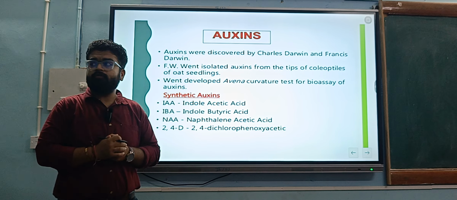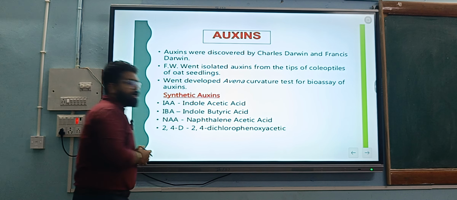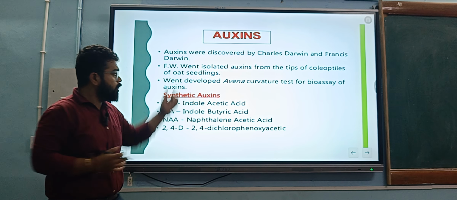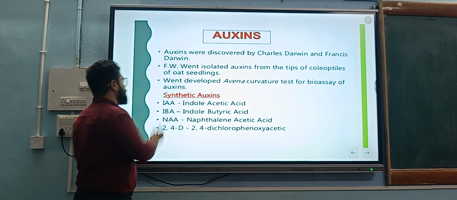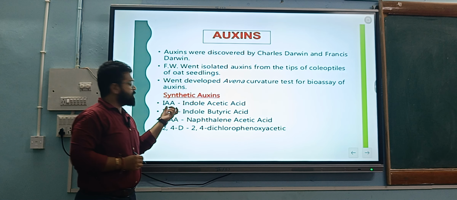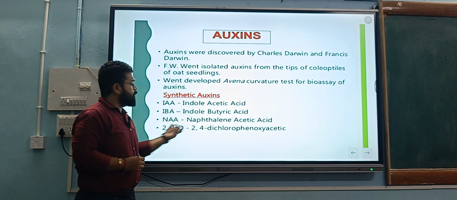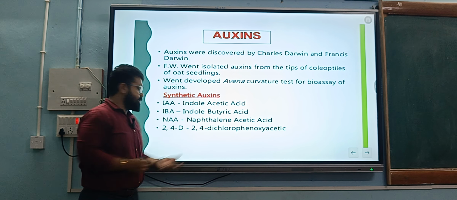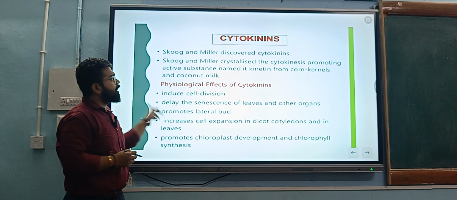Went isolated it from the tips of the coleoptile of oat seedlings, and developed the Avena curvature test for the bioassay of Auxins. There are also synthetic Auxins, which are not naturally available, such as indole acetic acid, indole butyric acid, naphthalene acetic acid, and 2,4-D, 2,4-dichlorophenoxyacetic acid. 2,4-D is also an herbicide. So these are the synthetic Auxins.